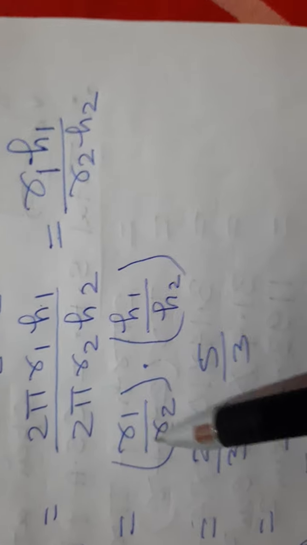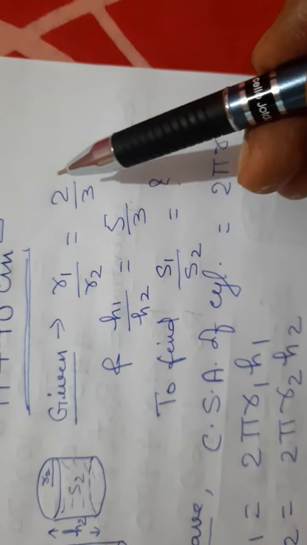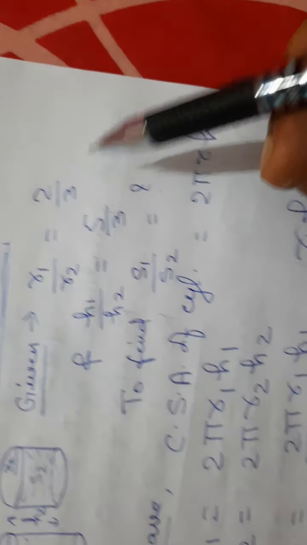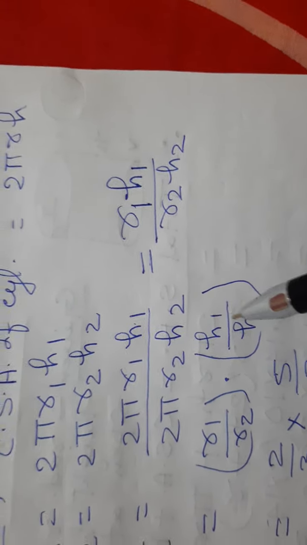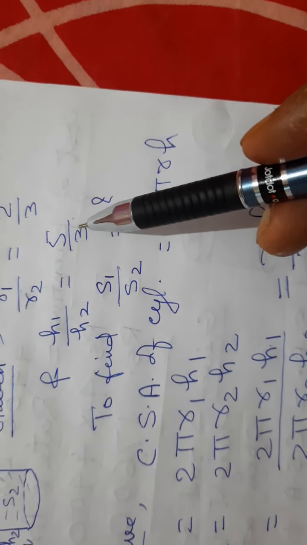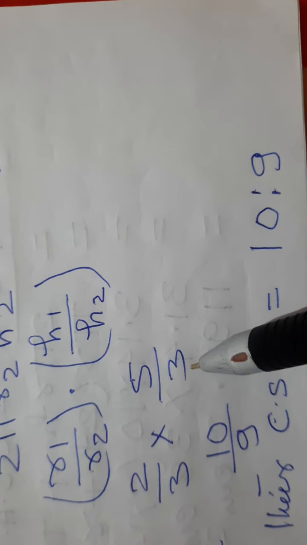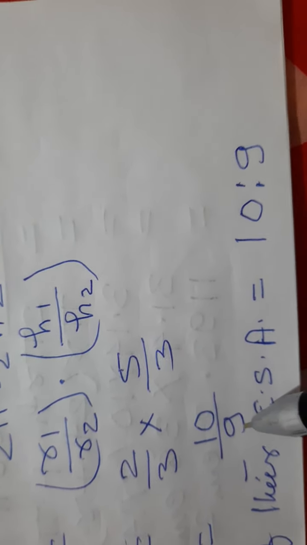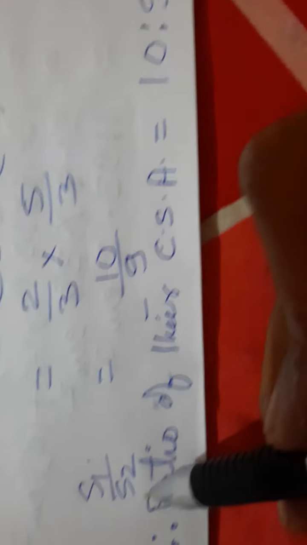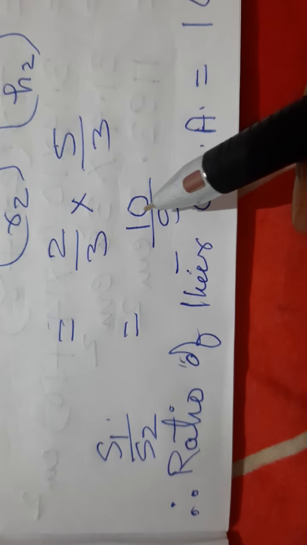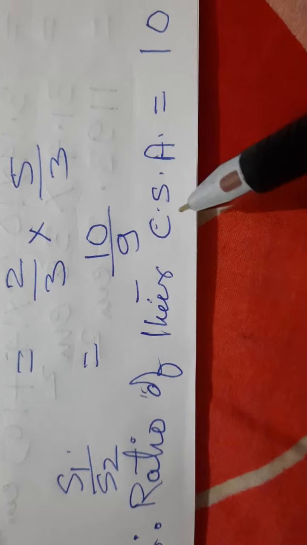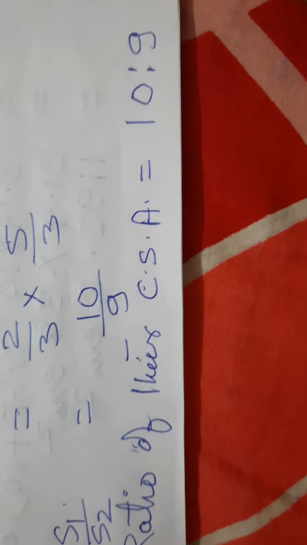Putting value, R1 by R2 is given 2:3, and H1 by H2 is given 5:3. So 2:3 into 5:3, that is equal to 10:9. S1 by S2 is equal to 10:9. Hence, the ratio of their curved surface areas is 10:9.